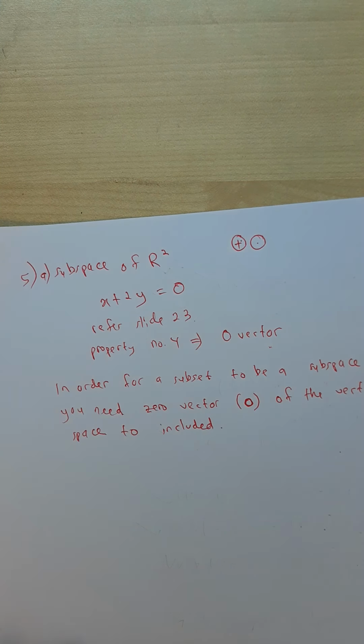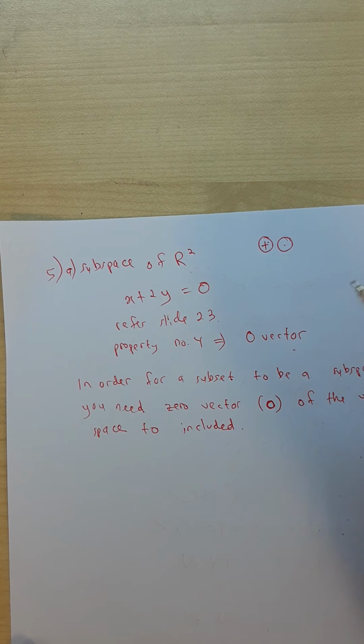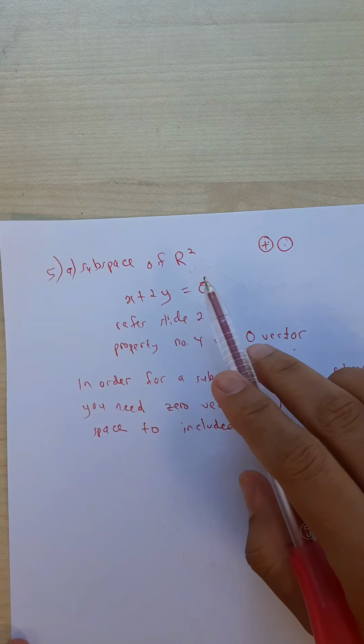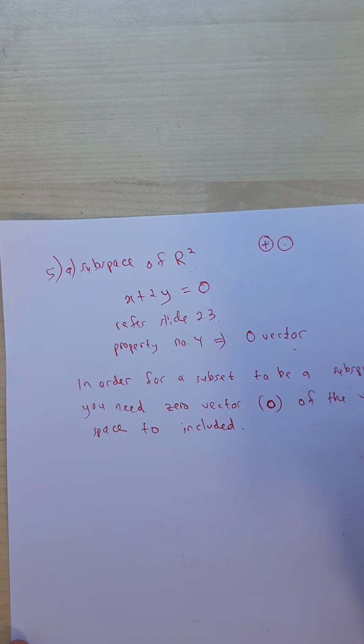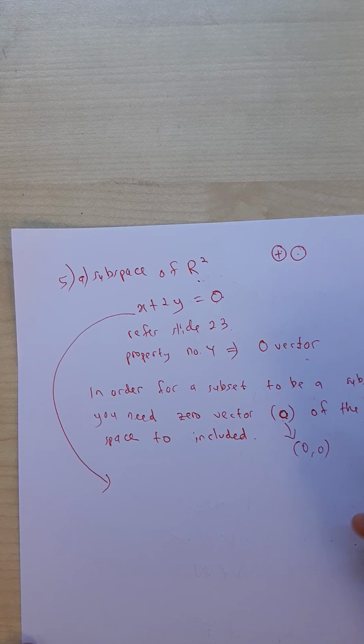Now let's check if the 0 vector is included inside this or not. Sorry, I think I wrongly wrote part A. No, this one is good. You have x plus 2y equals to 0. How am I supposed to check if the 0 vector is included? Because we are working in R2, the 0 vector is denoted as (0, 0), which is the coordinate of x and y.